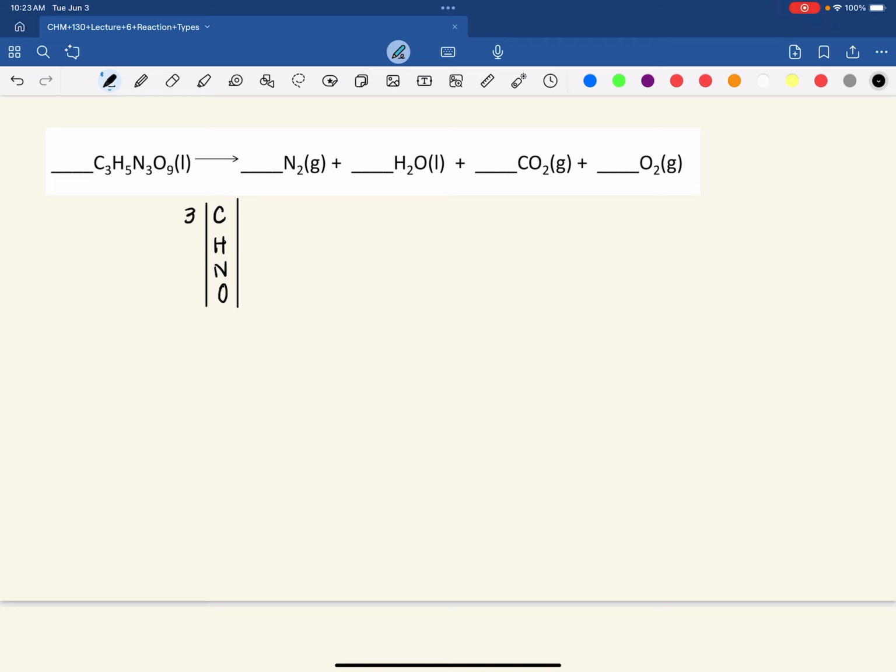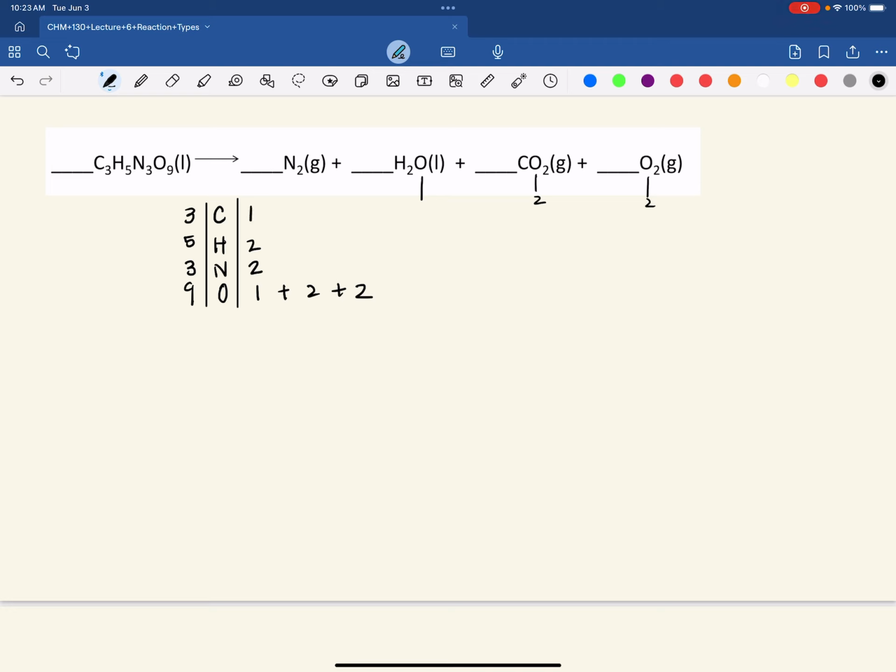Carbon is 3, hydrogen is 5, nitrogen is 3, and oxygen is 9. Nitrogen is 2, hydrogen is 2, oxygen is, be careful, this is 1, this is 2, and this is 2. So 1 plus 2 plus 2. And my carbon count is, of course, 1.